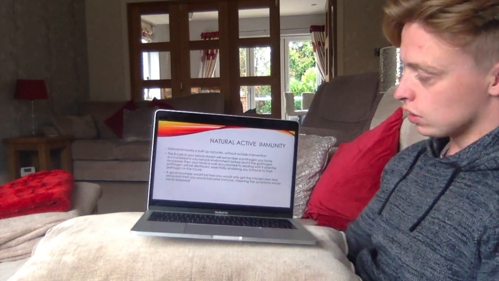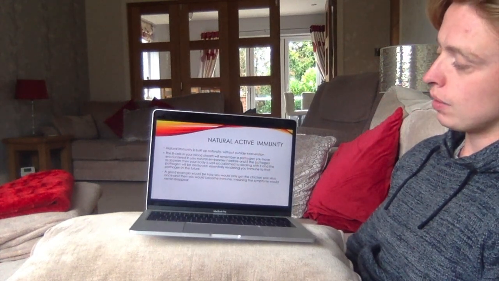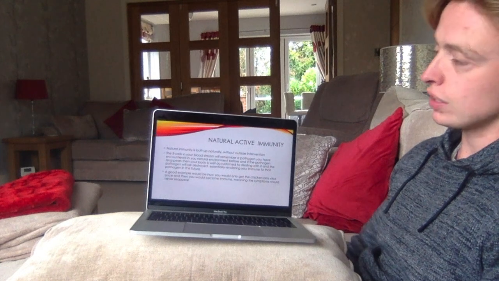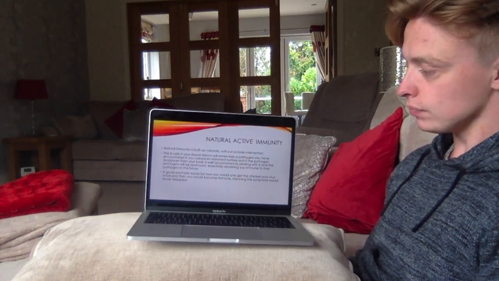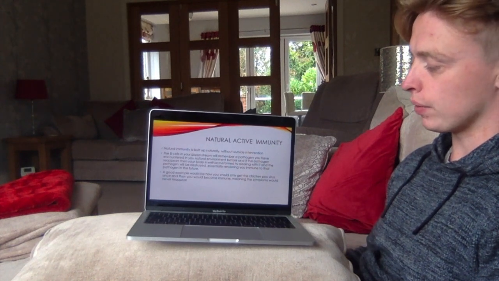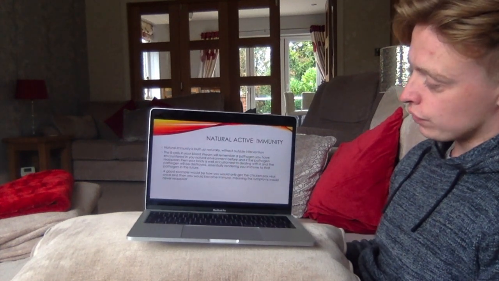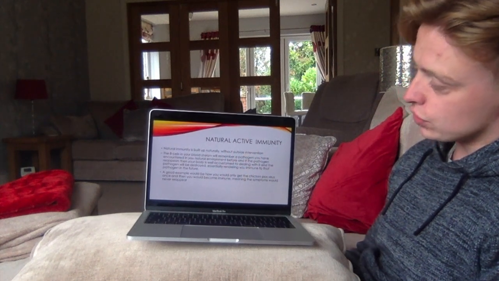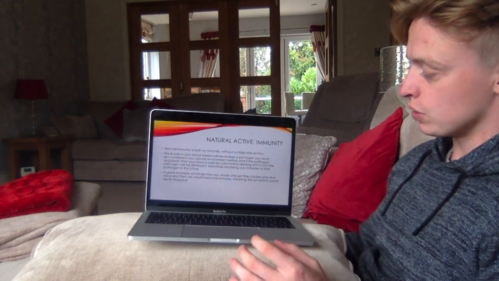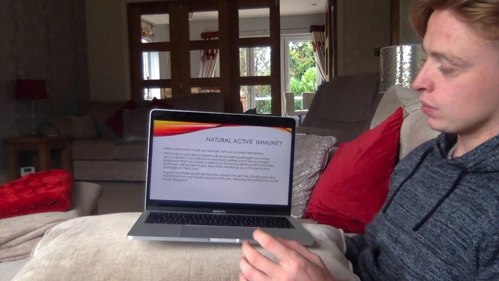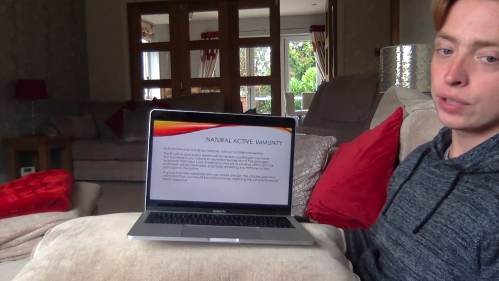Okay, so we have natural active immunity. Natural immunity is built up naturally, obviously, as you can imagine, without outside intervention. The B cells in your bloodstream will remember the pathogen that you have encountered previously in your natural environment before, and if the pathogen reappears, then your body will essentially be accustomed to dealing with it, and the pathogen will be destroyed, essentially rendering you immune to that pathogen anytime in the future.